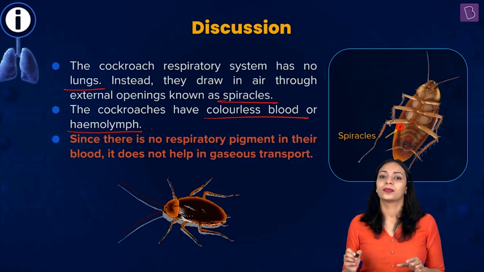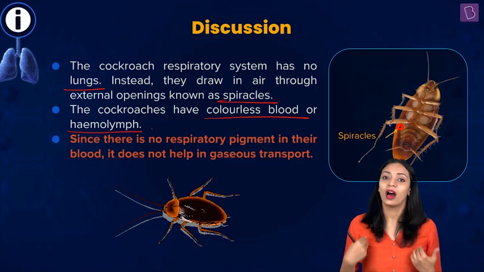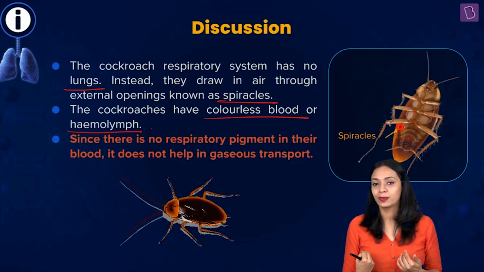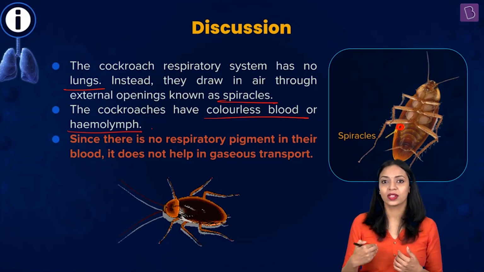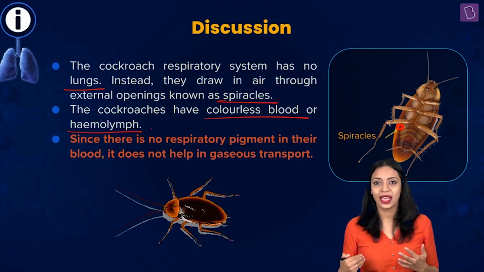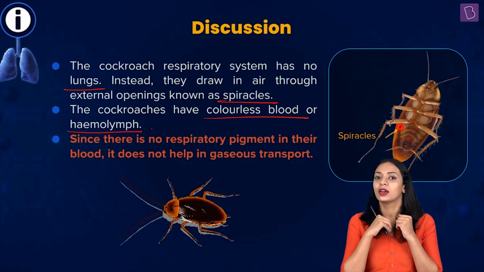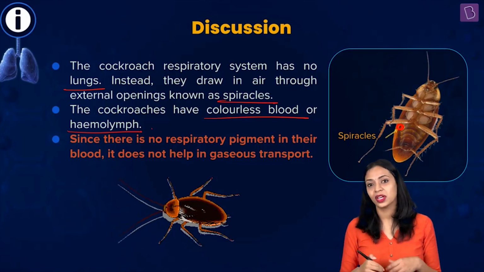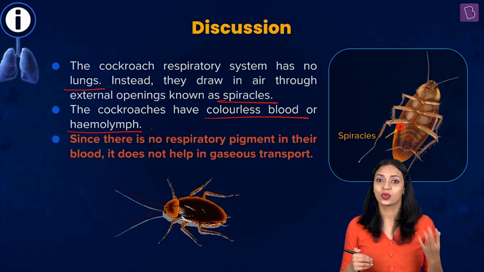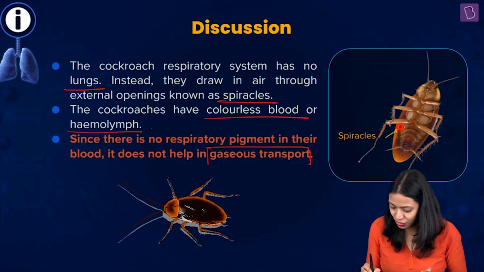The reason the blood is colorless is because it does not have any respiratory pigment. The reason our blood is red is because we have a respiratory pigment known as hemoglobin that gives red color to the blood. And hemoglobin is involved in the transport of respiratory gases like carbon dioxide and oxygen. Since the blood of cockroach, the hemolymph, lacks a respiratory pigment, it is colorless. Because there's no respiratory pigment, the blood is not involved in gaseous transport.